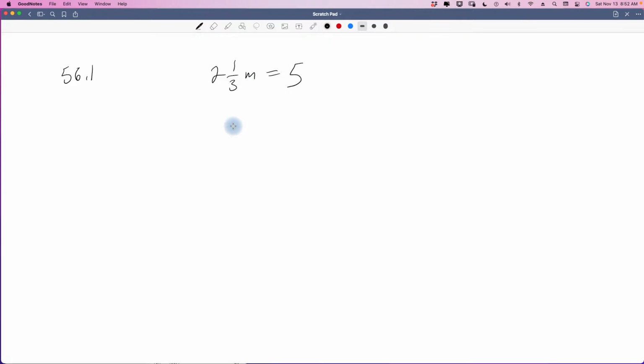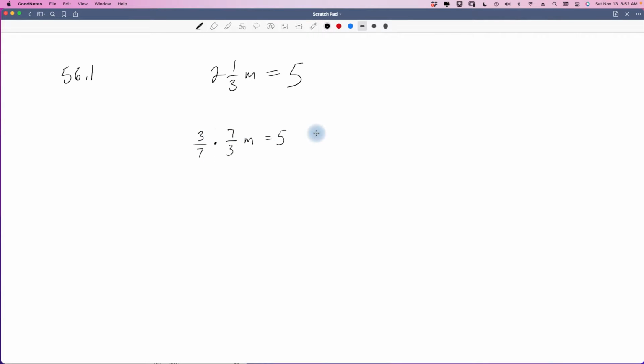So let's turn this into an improper fraction by multiplying the whole number times the denominator. So 2 times 3 is 6. And now we have to add that back to what's in the numerator. So that'd be 7. So 7/3 times m equals 5. Now we've already been over how to get rid of a fraction that is being multiplied times a variable. All we do is we use the reciprocal. We multiply it by the reciprocal fraction.